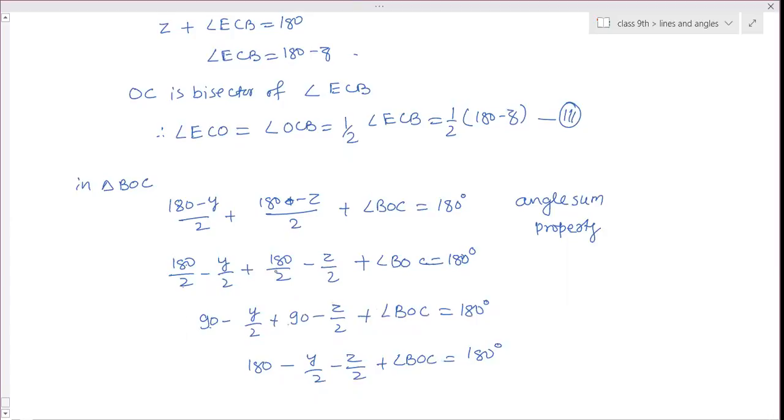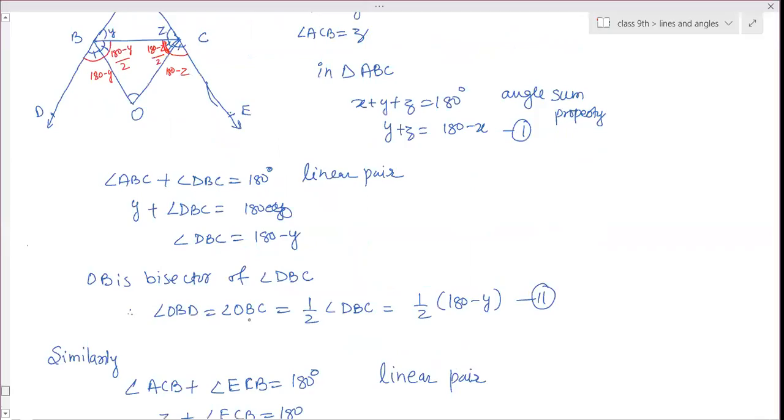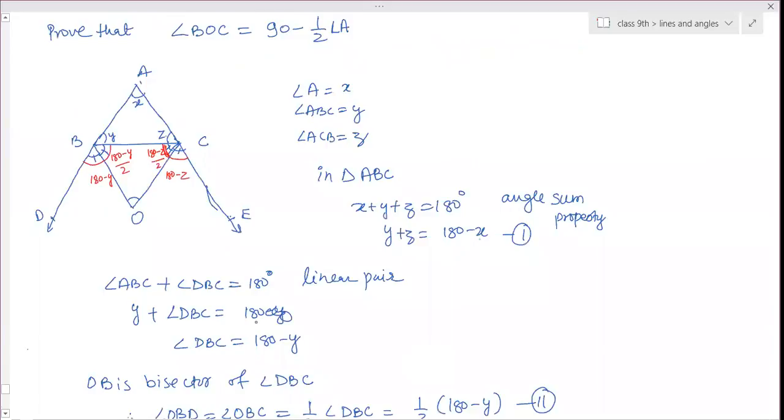Now take all these terms on the RHS because we need angle BOC. So this 180 goes to that side, minus 180 plus y by 2 plus z by 2. So this and this get cancelled. So this one we can write as y plus z by 2. What is the value of y plus z we got? 180 minus x.